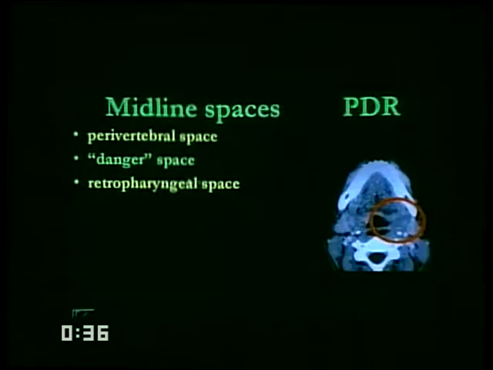Going on to the danger space, again a potential space. This is a space which just permits transmission superiorly as well as inferiorly of infection as well as neoplasm arising from the space in front or behind it. You cannot prima facie diagnose pathology in this location, but you can infer it depending on the extent of the pathology.